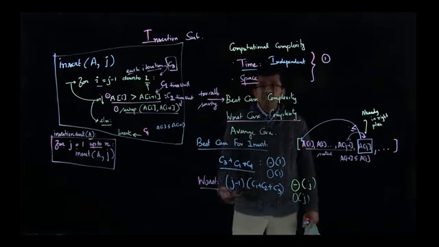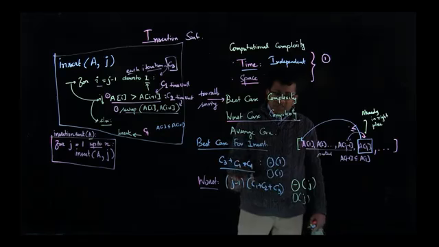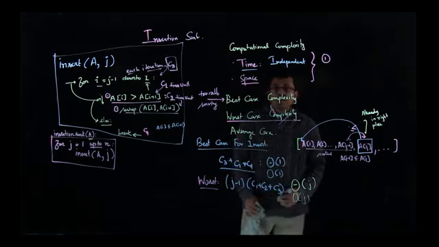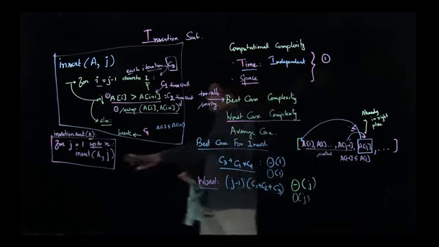In the worst case, it runs j minus 1 times, and the complexity is something like j minus 1 times C1 plus C2 plus C3. Okay? All right. What are we going to do next? Next, let's look at insertion sort.